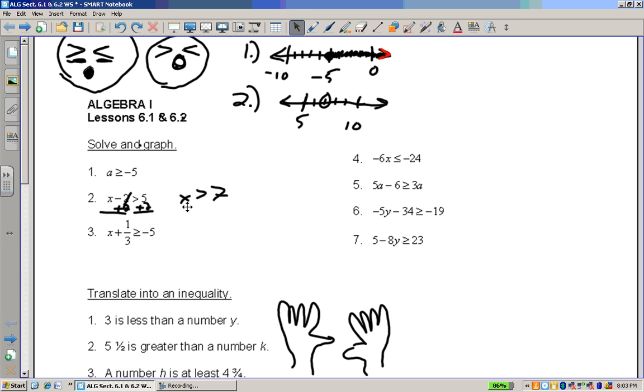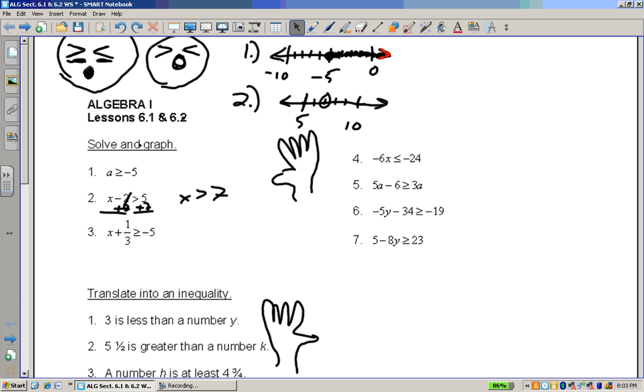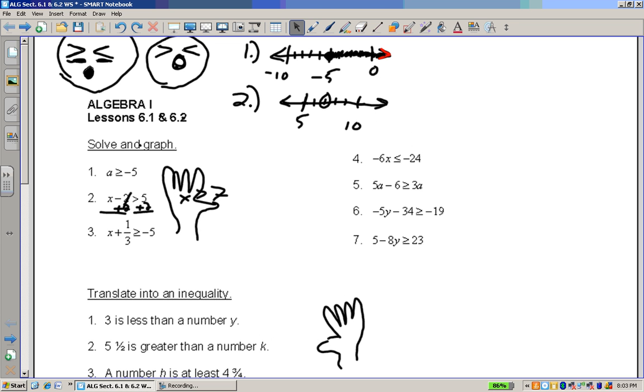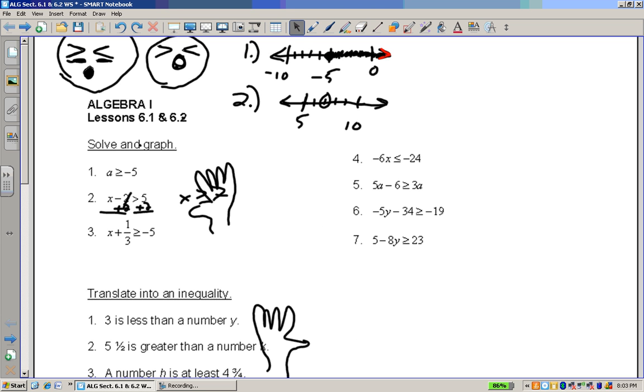Which way do I shade? Well, the variable's on the left, so our trick should work. You'll notice that if you hold up the left hand, that doesn't match. If you hold up the right hand, that does match. So we need to go this direction. Again, if the left hand had worked, we would have gone the other direction. x is greater than 7, so we're going to go this way, to the right. And there we go. Solve. Graph.